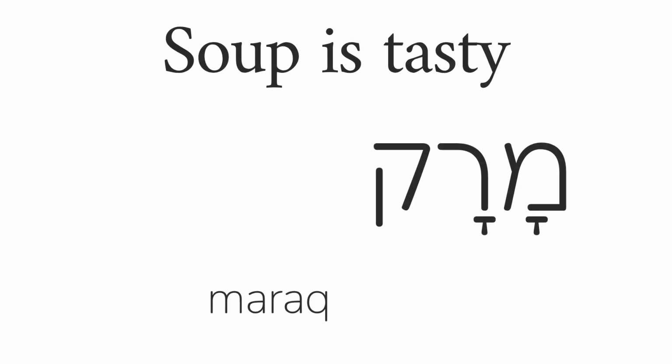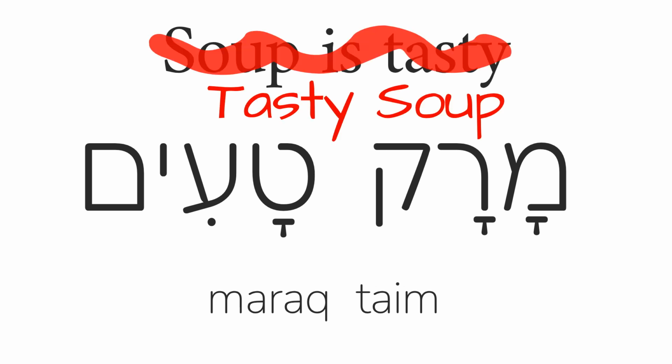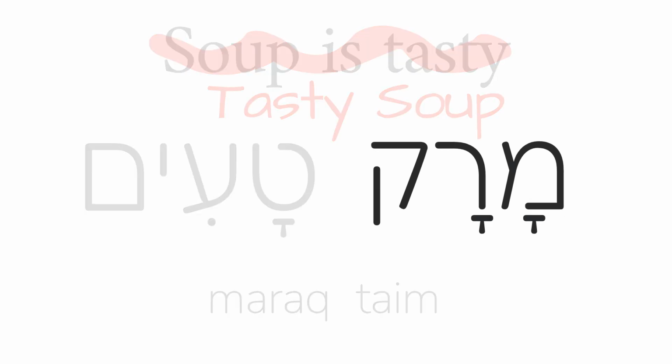Well, when we learned how to make phrases with adjectives, we never learned how to say something like "soup is tasty." We know soup is "maraq" and tasty is "ta'im." But if we put these words together without a word for "is," we get "maraq ta'im," which means "tasty soup," since in Hebrew, adjectives come after nouns. So to say "soup is tasty," we need a word for "is" in Hebrew, and the pronouns "hu" and "hi" are what we use for that.